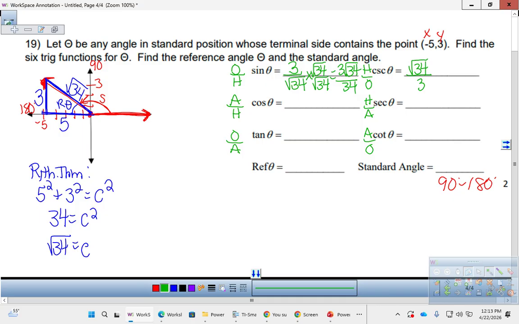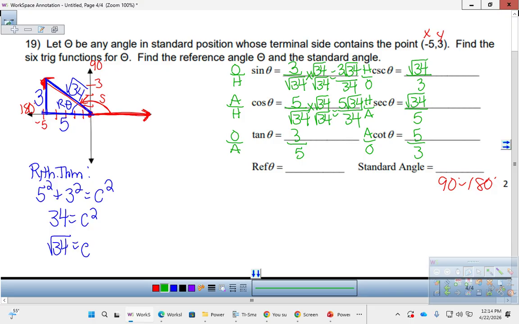Cosine is adjacent, so the adjacent leg would be the one next to it, which is 5 over the hypotenuse. And secant, which is its reciprocal function, would be the hypotenuse over the adjacent leg. All I'm going to do here is rationalize this 34. And then finally, tangent would be the opposite leg over the adjacent leg, and cotangent would be the adjacent leg over the opposite leg. All right, so we've got our fractions.